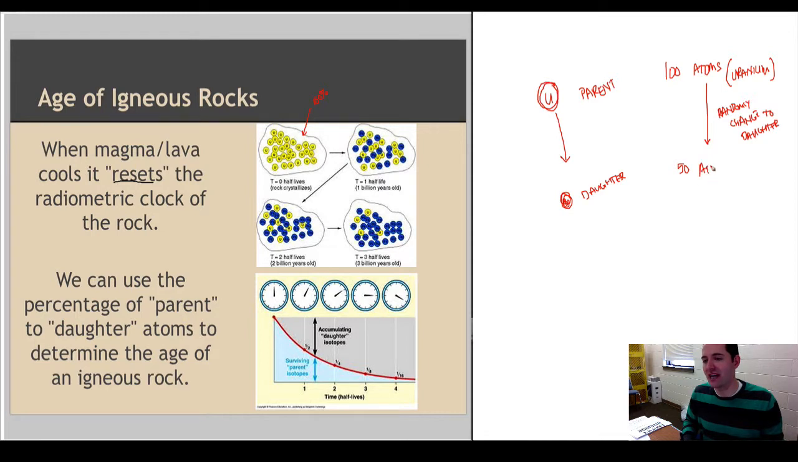Okay, so we have 50 atoms of uranium now, and at some point 50 of them have changed. So 50 of them at some point have become daughters.